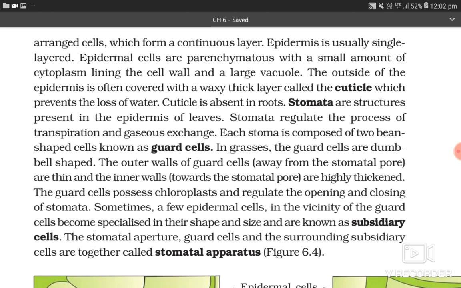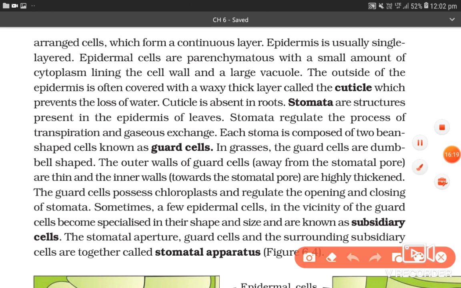Epidermis is usually single-layered. Epidermal cells are parenchymatous with a small amount of cytoplasm lining the cell wall and a large vacuole. The outside of the epidermis is often covered with a waxy thick layer called cuticle, which prevents the loss of water. Cuticle is absent in roots.